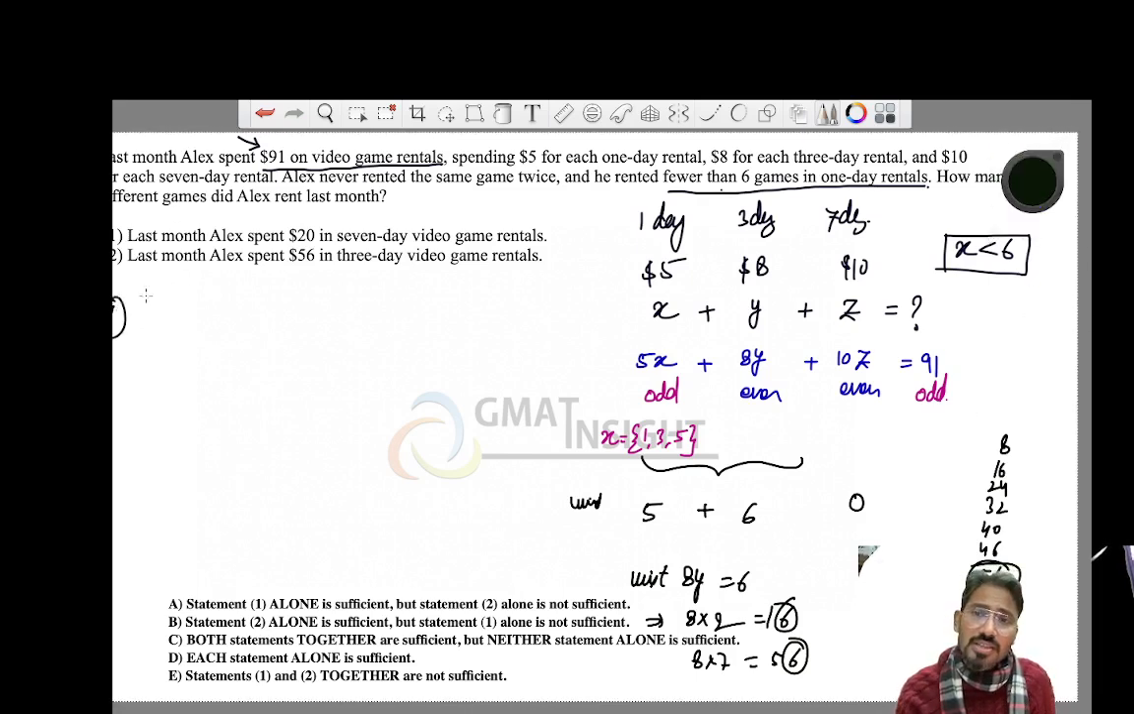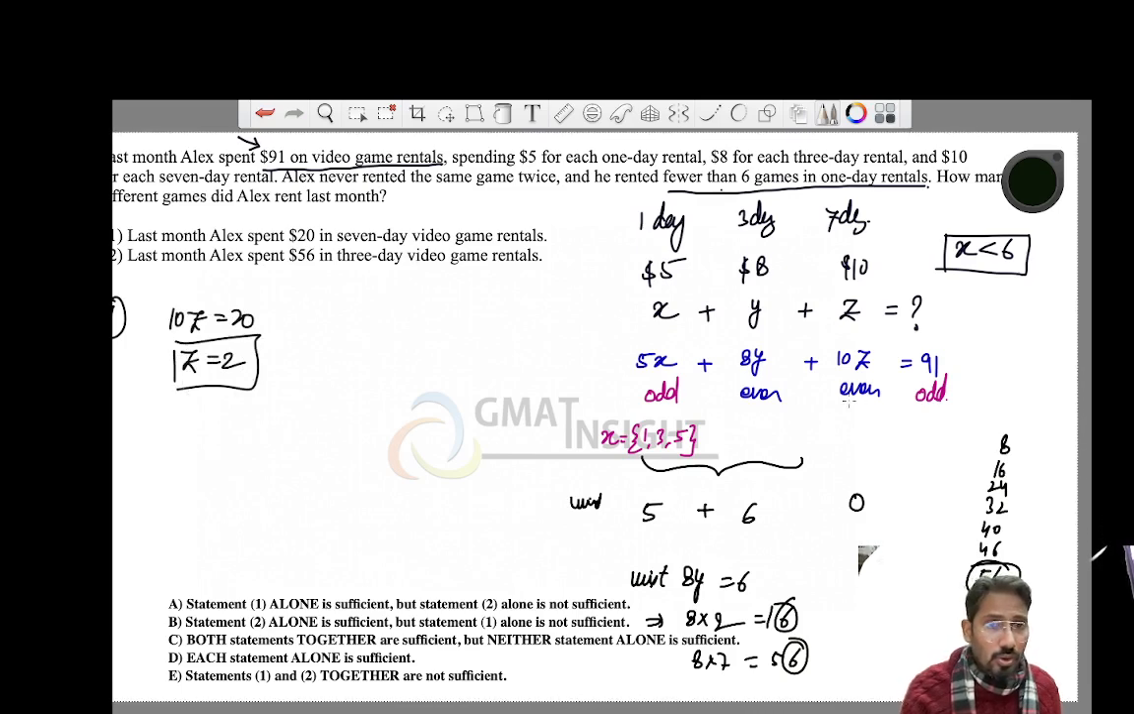The first statement says that he spent $20 on the 7-day video games. That means 10z is equal to 20, so z is equal to 2. Now we know the value of z equal to 2. That means 5x plus 8y should be equal to 91 minus 20, that is 71. What I know is that 8y could either be 16 or it could be 56, right? These are two possibilities that we have noted here.